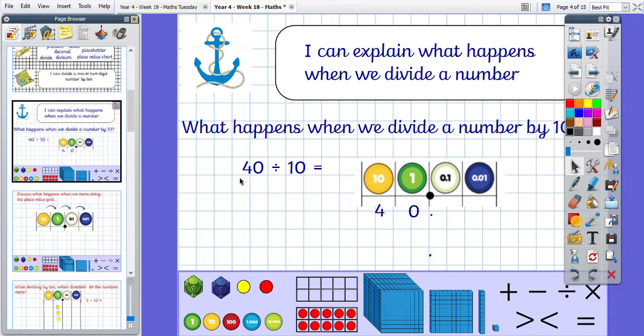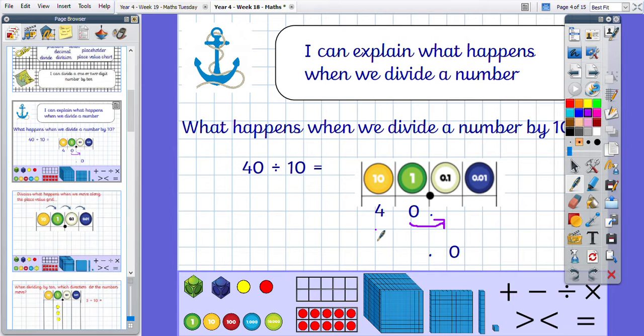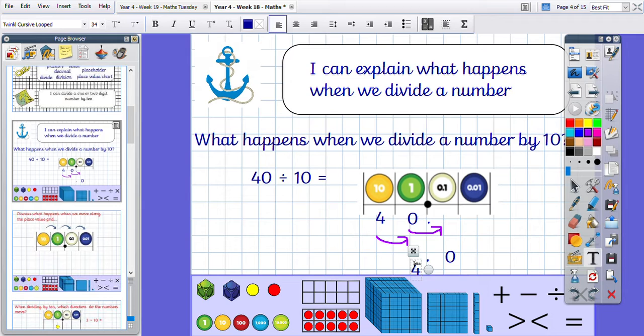Okay, so hopefully you've remembered that when we divide, our number gets smaller. And if we're dividing by 10, then the number is getting 10 times smaller. So using our place value grid, we would move all of our numbers one place to the right. So our 0 would move into our tenths column, and our 4 would move from our tens into our ones column. So the answer is 40 divided by 10 is 4.